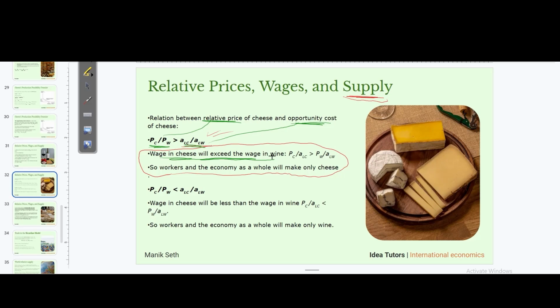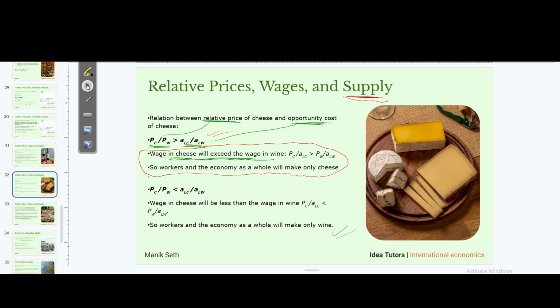In this case, workers will only be producing cheese because that industry is giving them more wage, so they will be willing to work for that industry. Another thing: if the relative price of cheese is less than the opportunity cost, so the opportunity cost is more, thus in this case, the wage in cheese will be less than in wine. Thus, workers will be willing to work for the wine industry instead of the cheese industry.